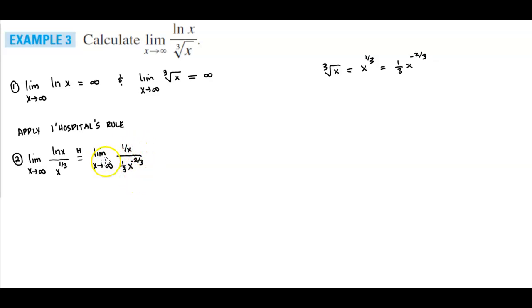But instead of applying L'Hopital's rule a second time, as we did in the previous example, we're going to simplify this expression and see whether a second application is necessary or unnecessary. So let's see if we can simplify this expression a little further. Technically we have 1 over x, and this is divided by 1/3 x to the negative 2/3.